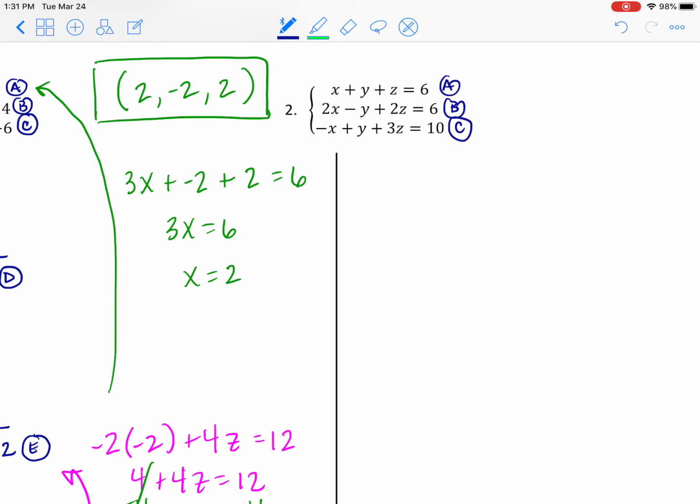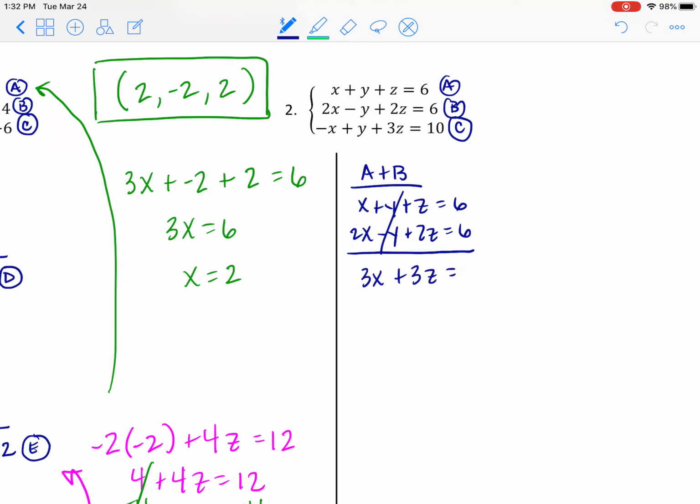So I need to pick 2 equations and get rid of a variable. Now the easiest variable to get rid of seems to be the y, because I don't have to change anything in the first 2 equations to get those to eliminate. So I'm just going to add A and B in my first step here. A is not changing, B is not changing. I'm just going to combine them together as is. So x plus y plus z equals 6, and 2x minus y plus 2z equals 6. When I put these together, the y's cancel. 1 and 2 gives me 3x. 1 and 2 over here gives me 3z as well. And then 6 and 6 on the other side gives me 12. We're going to call this equation D.